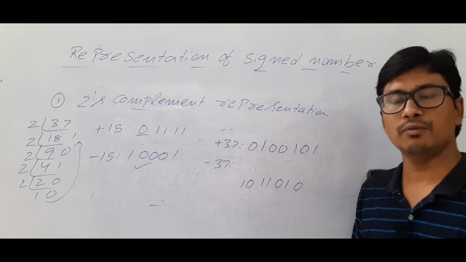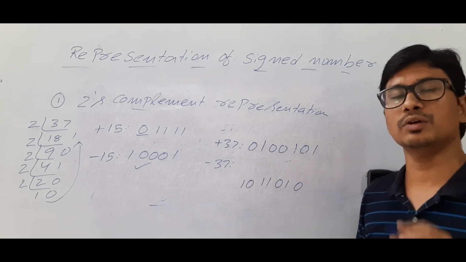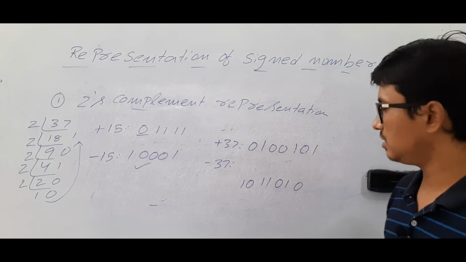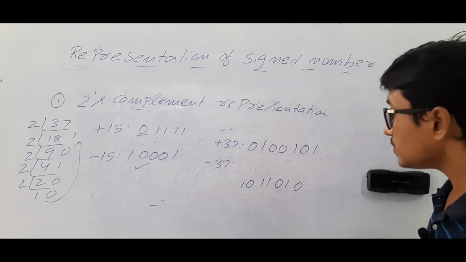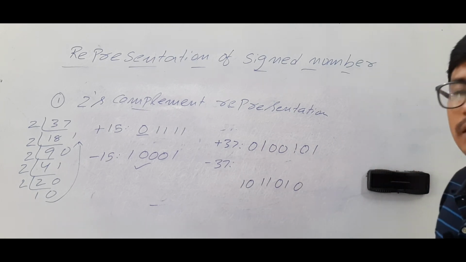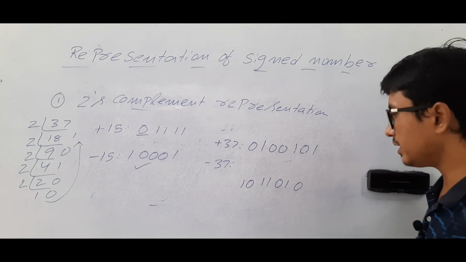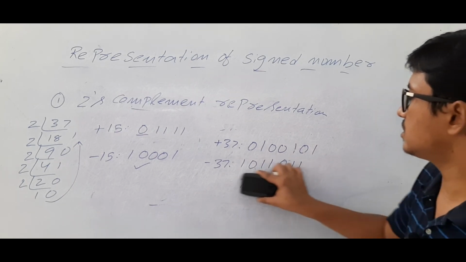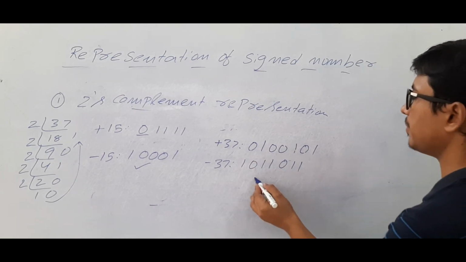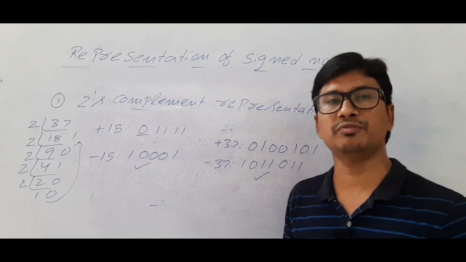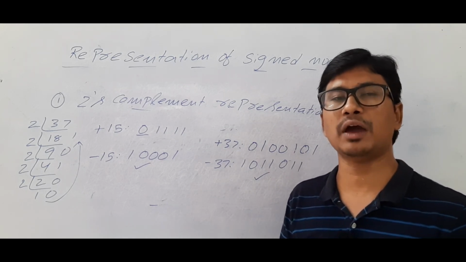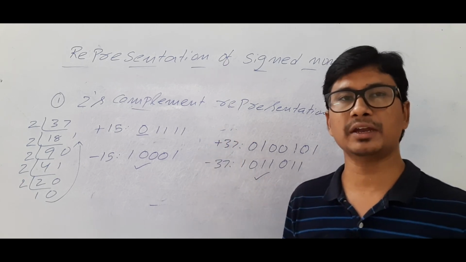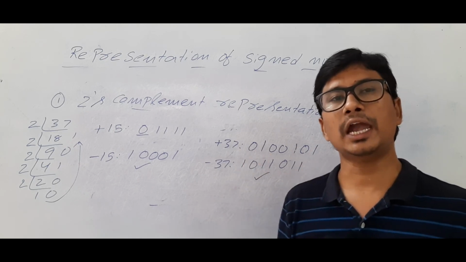Wherever the input is 1, I kept the output as 0. Wherever the input is 0, I kept the output as 1. Some people will say that it is a reverse, no problem. Now for this one, if I add 1 to the LSB, it will be 1011011. So this is the way we will represent minus 37 in twos complement form. With this video, I hope you have understood how to represent a positive number and negative number using sign magnitude, ones complement and twos complement form.